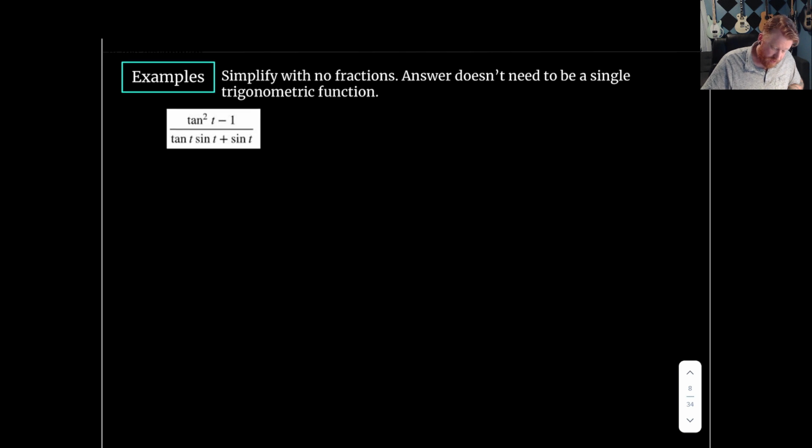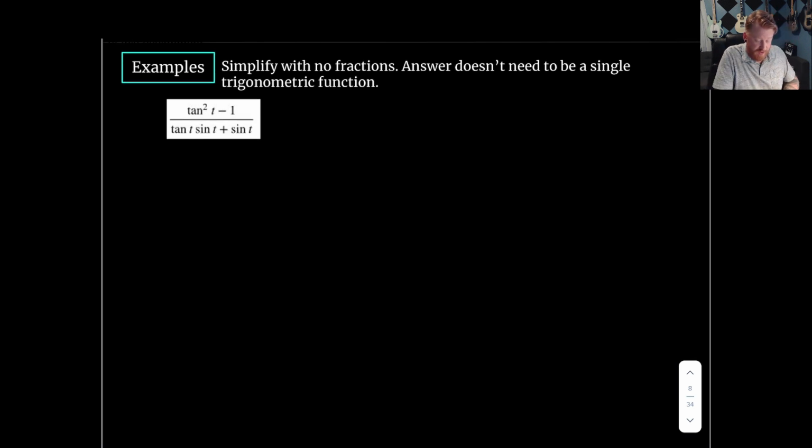So next we are going to simplify this with no fractions, but now it says the answer doesn't need to be in a single trigonometric function. So maybe we have a couple trig functions being multiplied or maybe added or subtracted, but we need to make sure that there's no fractions. So we'll get all the division out of here. What I see here is we have a bunch of tangents and we've got some sines.